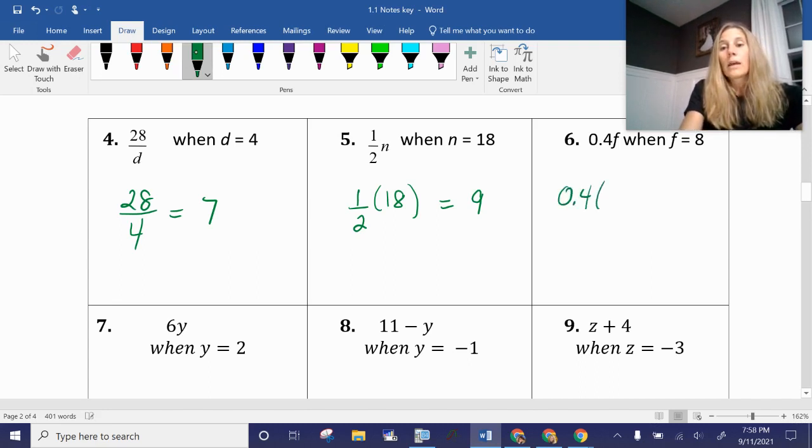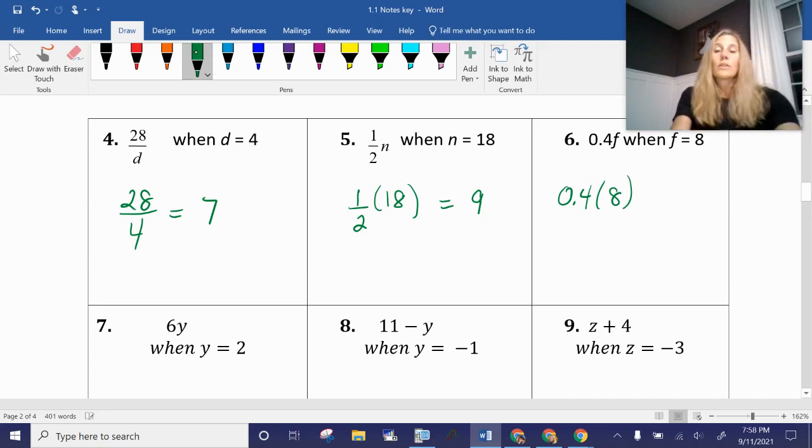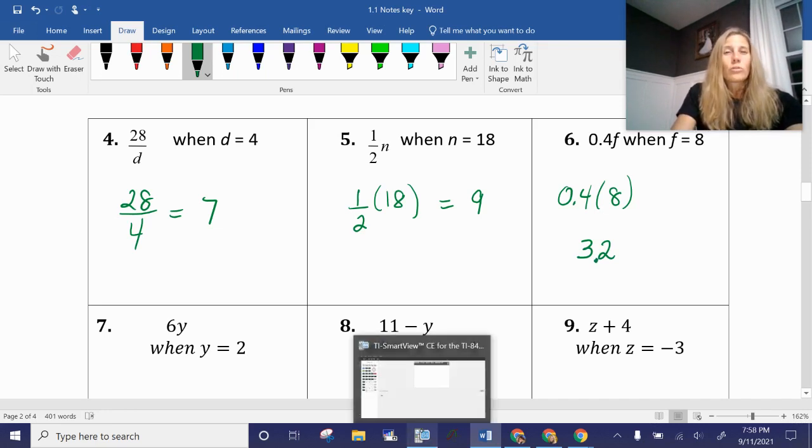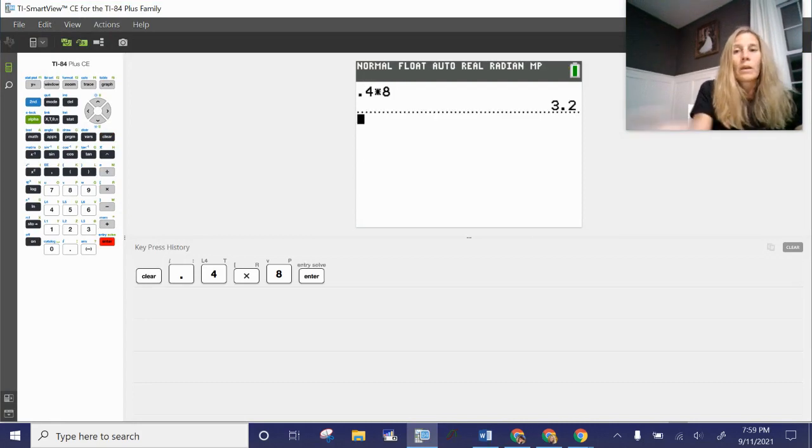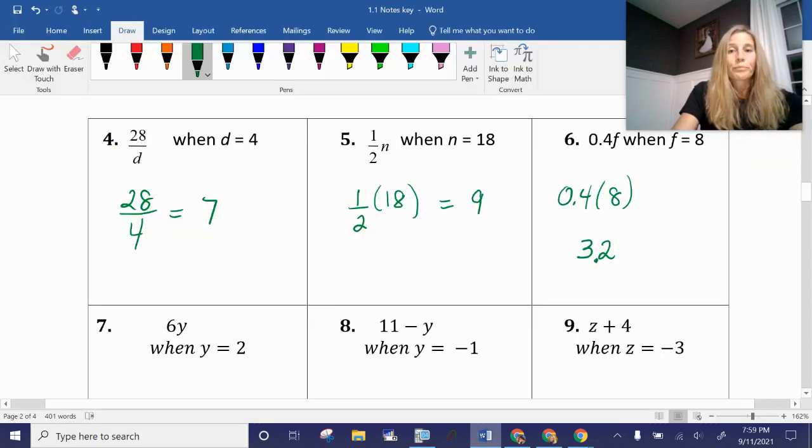0.4 times 8. Now, this is a situation where you might have trouble doing that in your head. I know 4 times 8 is 32, and since I have that one decimal there, I know it's going to be 3.2. But if you get a little bit tricky with the decimals, you can just multiply it on your calculator, 0.4 times 8, and you would get that 3.2.